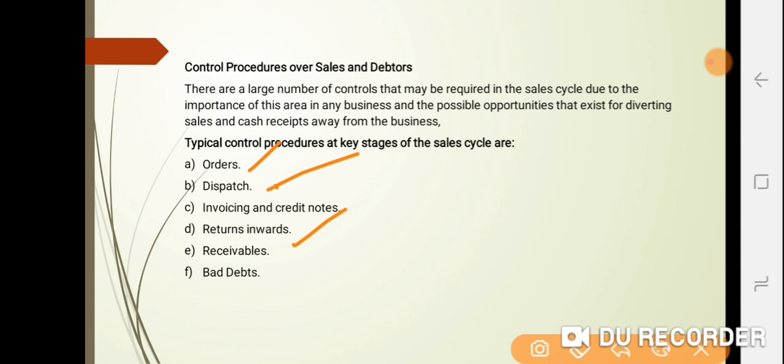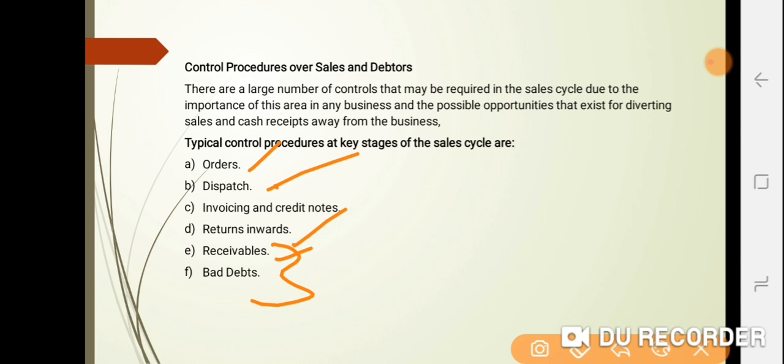Then we have receivables, as well as bad debts, for both I am telling. The receivable ledger control account should be prepared regularly and checked to individual sales ledger balances by an independent official. Receivable ledger personnel should be independent of the dispatch and cash receipt functions.